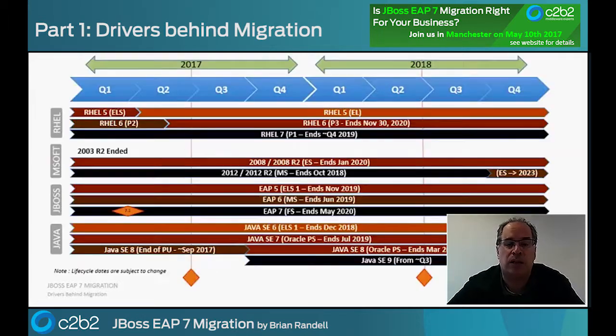This slide gives you a platform lifecycle, where you can see four categories: Red Hat OS, the Microsoft platform, JBoss and Java, and what level they are at in their different versions in terms of support and extended support. One thing you can do with lifecycle management is earmark and target certain release structures on your year.